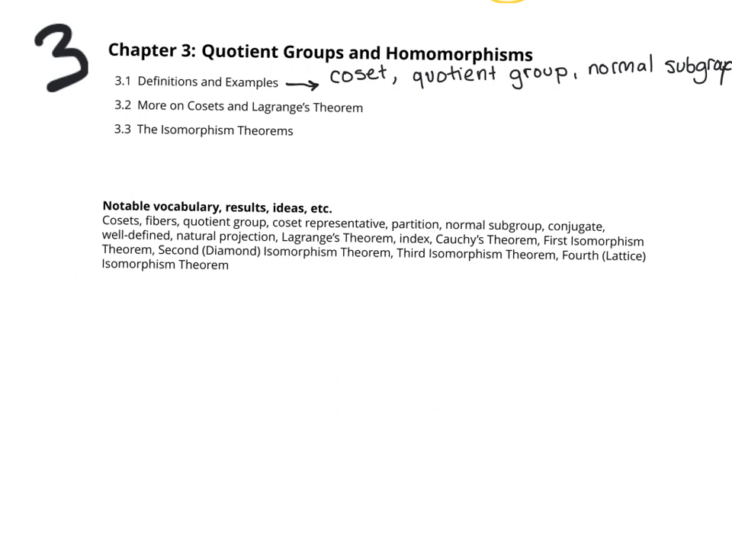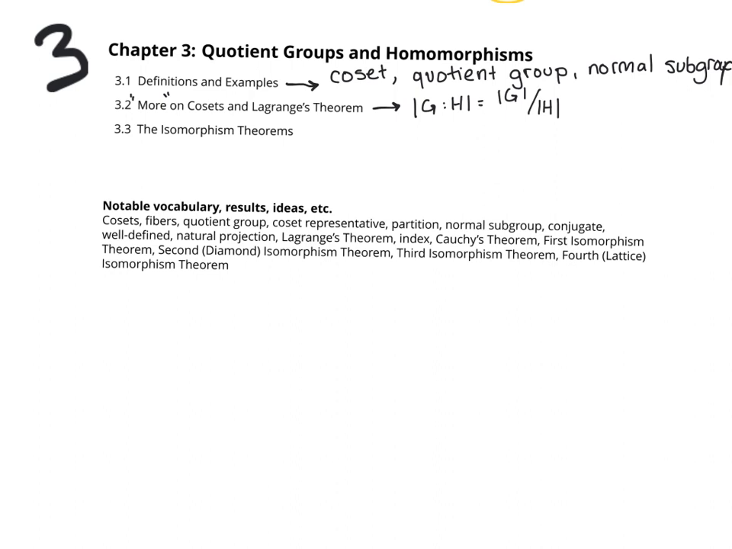Section 3.2 is more on cosets and Lagrange's theorem. So this is more examples, a deeper dive into the structure of quotient groups, and what does Lagrange's theorem tell us in this context, or how can we prove Lagrange's theorem using what we know about cosets? One of the big ways we think about Lagrange's theorem in this context is thinking about the index of a subgroup H in a group G as the order of G divided by the order of H.